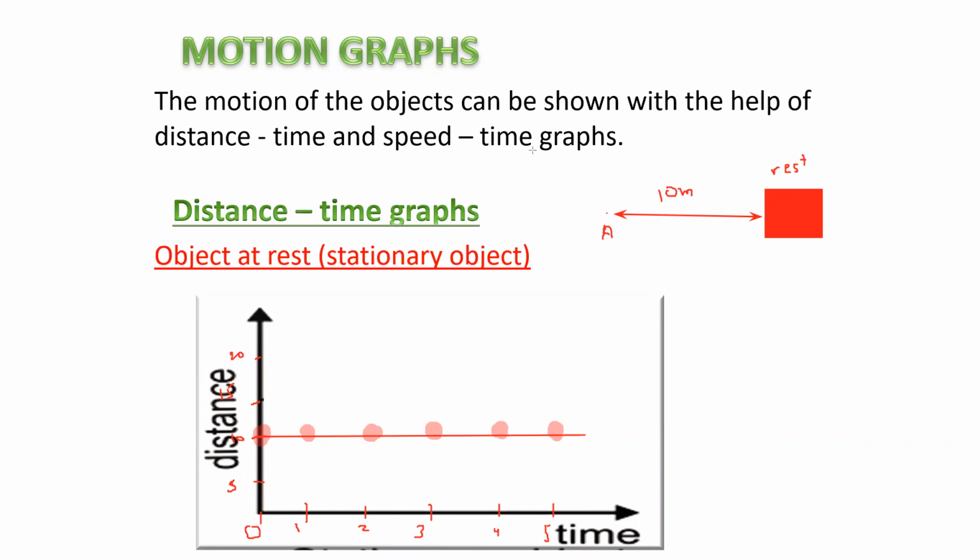So in this session we will discuss different types of graphs. First one we will discuss distance time graph, and the second one we'll discuss speed time or velocity time graph. Is it clear to everyone? Yes, Abdullah Khan, Heather, Muhammad Hatem, Saim, any doubts?